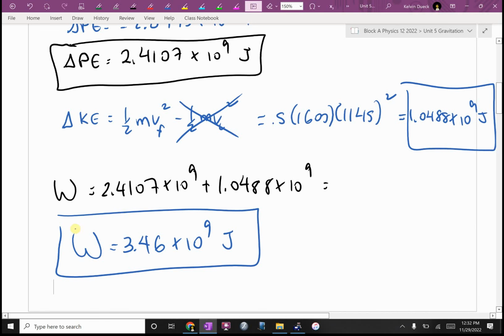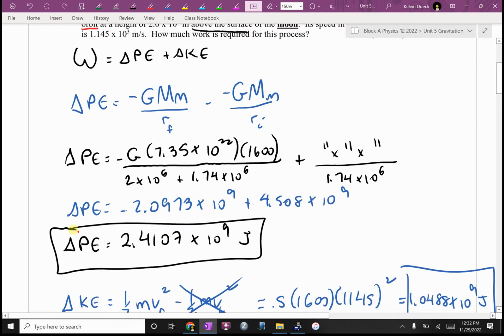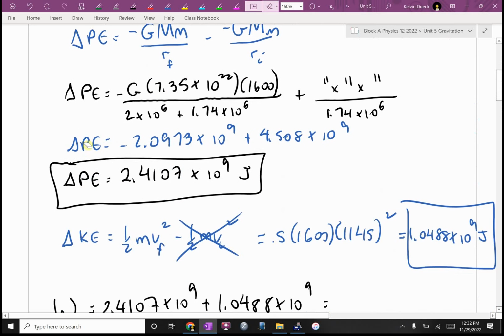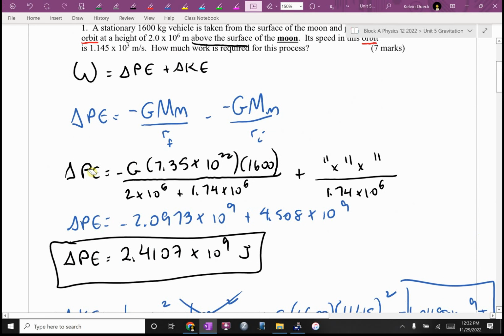If you got that, 7 out of 7. Otherwise, 1, 2, 3, 4, 5. I would probably go something like this. I would probably give you 1 mark if I saw that, because you've recognized that we can't use force times distance, and that's worth something to me. I would probably give a half mark if I saw that number, a half mark if I saw that number, 1 mark for that. So by finding the change in potential, you get 3 out of 7.